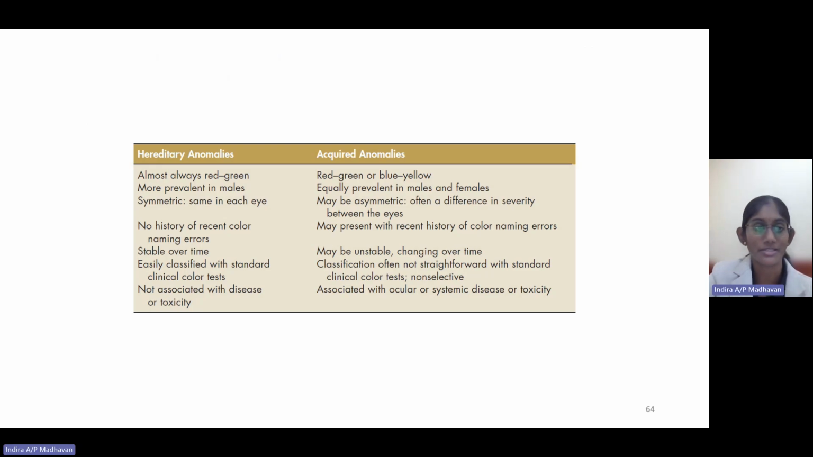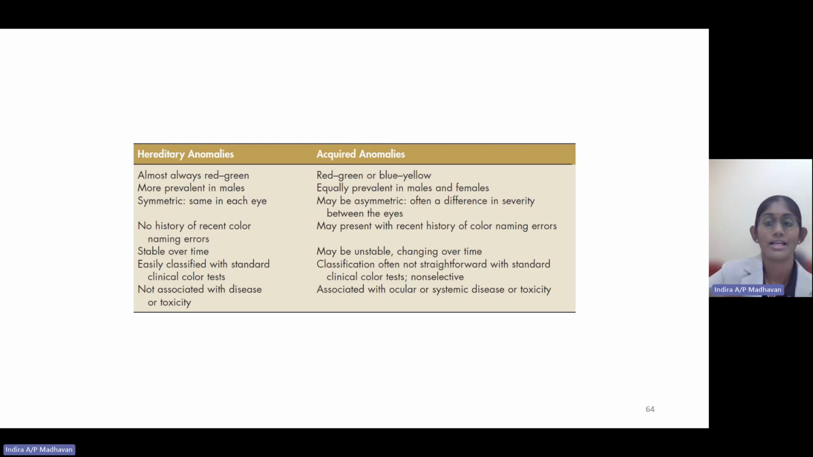Okay, now we're going to compare hereditary anomalies and acquired anomalies. Hereditary, or the inherited or congenital one, is almost always a red-green defect, as I explained just now. XY chromosomes and all that are carried in the sex-linked genes, so it is always red-green. While acquired can be red-green, but mostly it is blue-yellow. The congenital one is more prevalent in males, as I mentioned. The girls will usually be carriers. Acquired is equally prevalent in males and females.